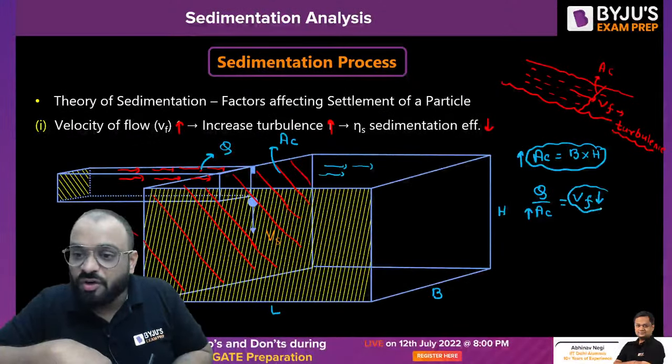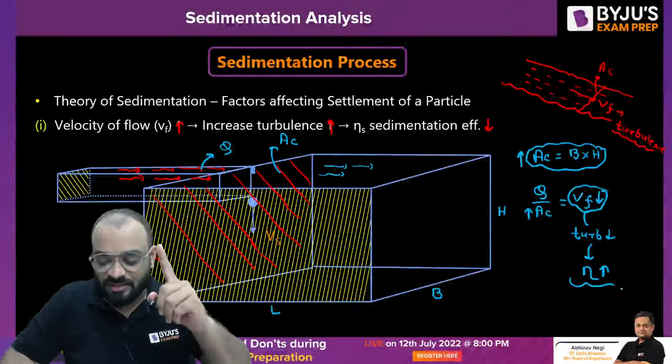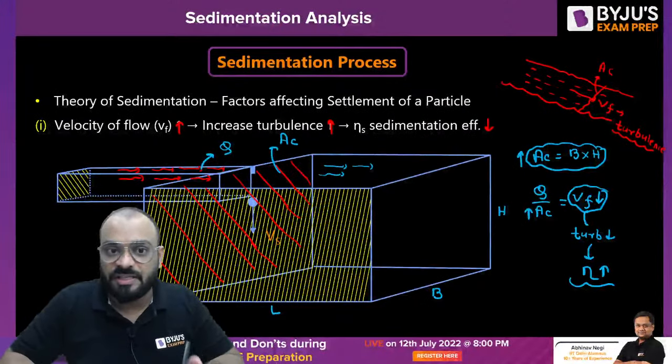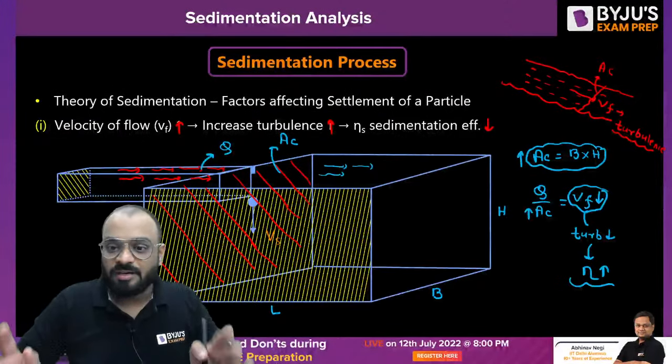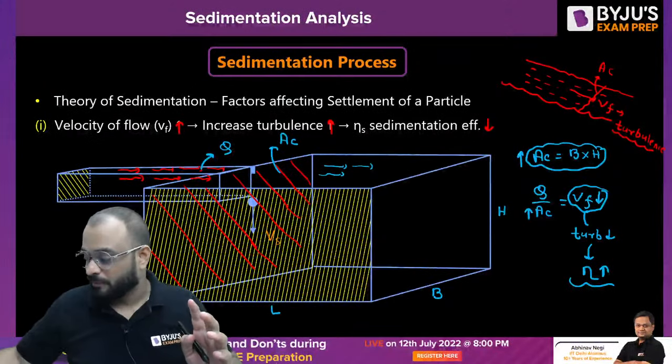If velocity of flow is reducing, that means turbulence is reducing. If turbulence is reducing, that means sedimentation efficiency will get increased. So that is one of the approaches by which we can control the sedimentation efficiency in our water treatment plant. Are you getting this particular point? It is clear to all of you or not? Tell me, guys.